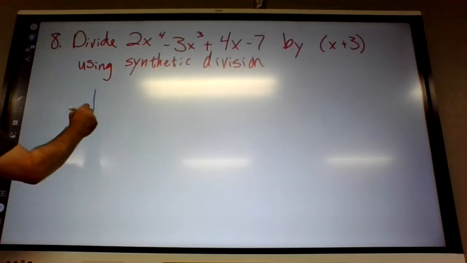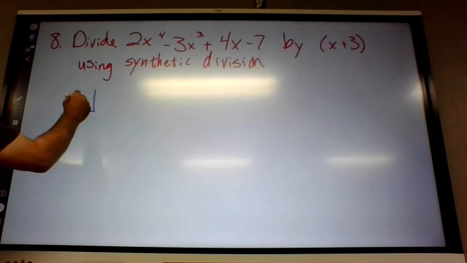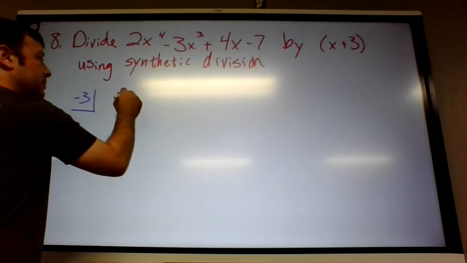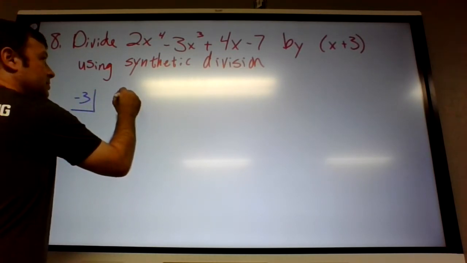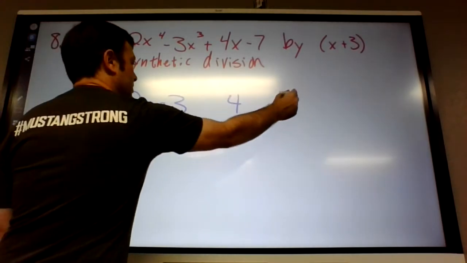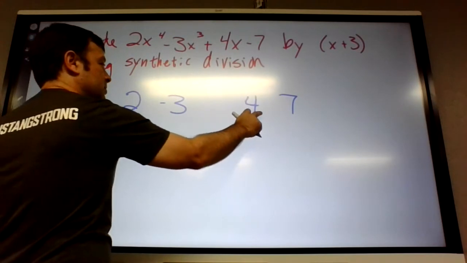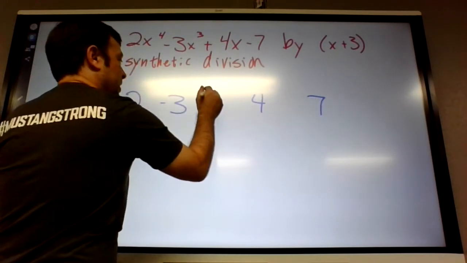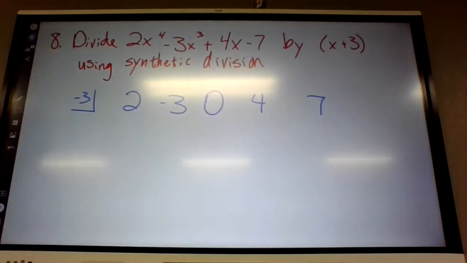Okay, how do I set up synthetic division? What goes in the box over here? Negative 3. What goes across the top? 2, negative 3, 4, negative 7. Something is wrong. Negative 3, 0. Okay, it's missing an x squared term, so it needs a 0. Whoopsie. Isn't it supposed to be a negative 7 at the end? Yeah, it was.